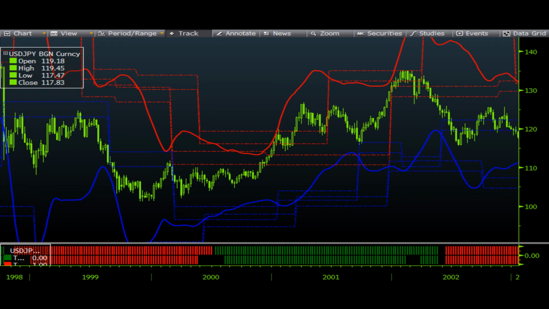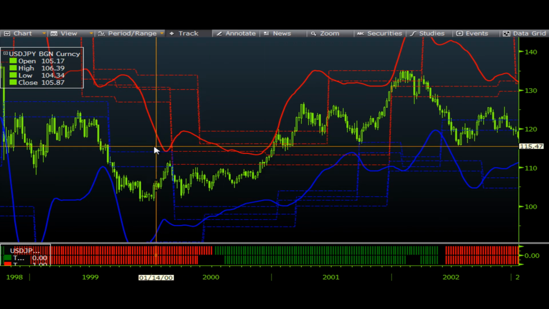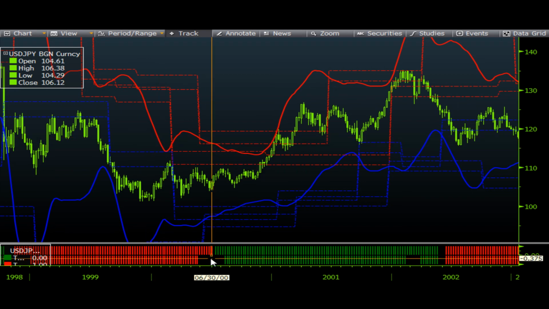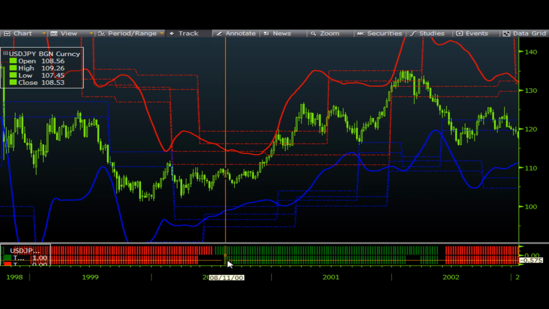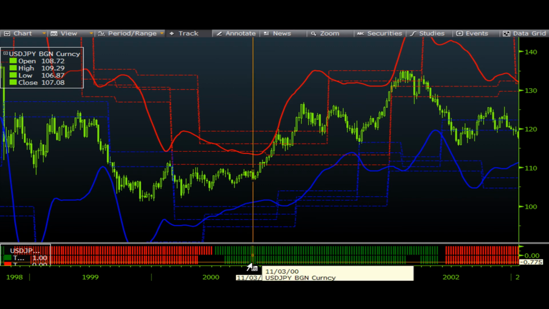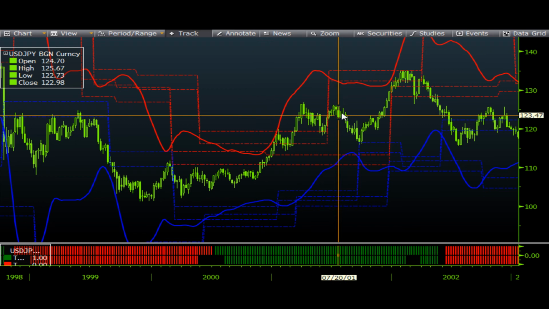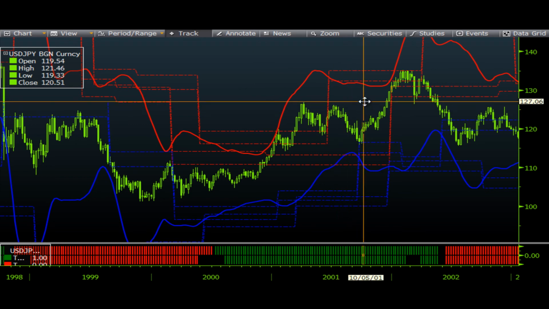Now let's take a look at a different market and a different time frame. This is a weekly chart of the US dollar Japanese yen. It begins in 1999 in a bearish trend. Weakness begins to show up in that trend with a lack of signal on the trend strength indicator. Then it slowly switches to a bullish indication. Sure enough, price follows through and trades upward.